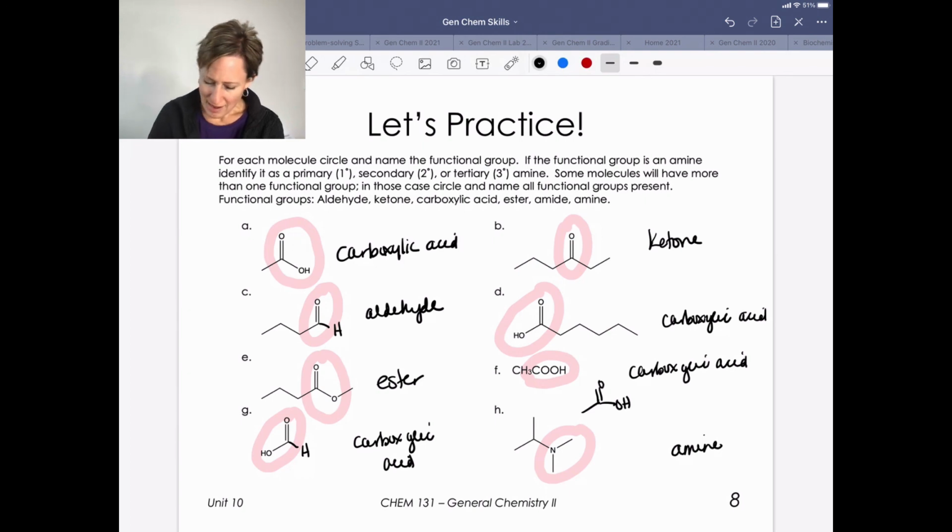And I'm going to go ahead and highlight, this is going to be a tertiary amine. Let's identify the 3 carbon atoms that we've got attached to it. 1, 2, and 3 carbon atoms. So this is going to be a tertiary amine.